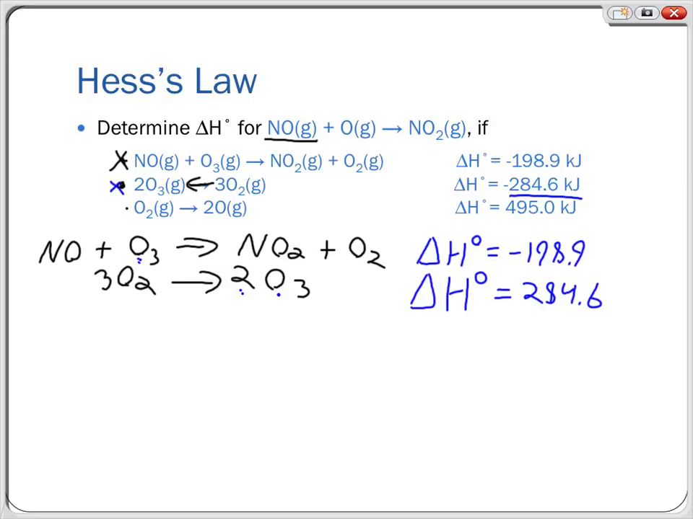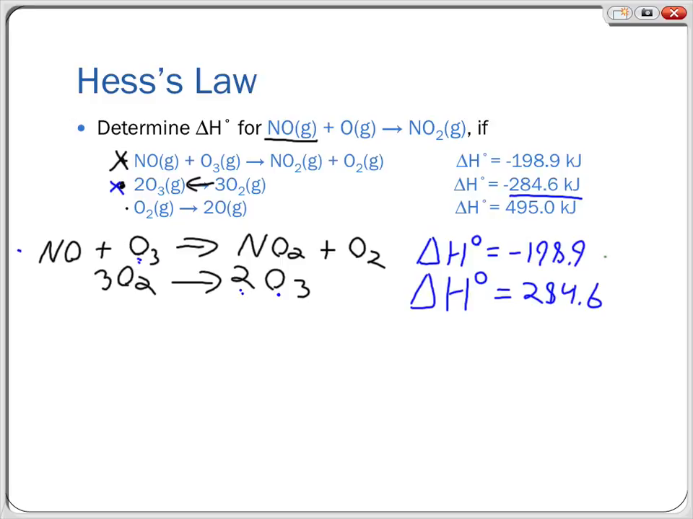Our last reaction has no O3s involved. We can't separate this out and eliminate it. So what we're going to have to do is go back to this first equation right here, and add some coefficients to it so that we can cancel out that O3.